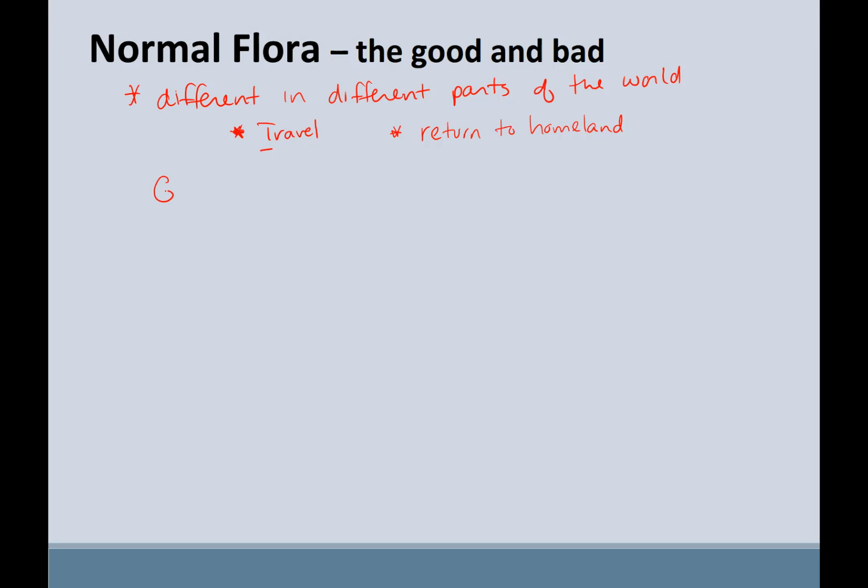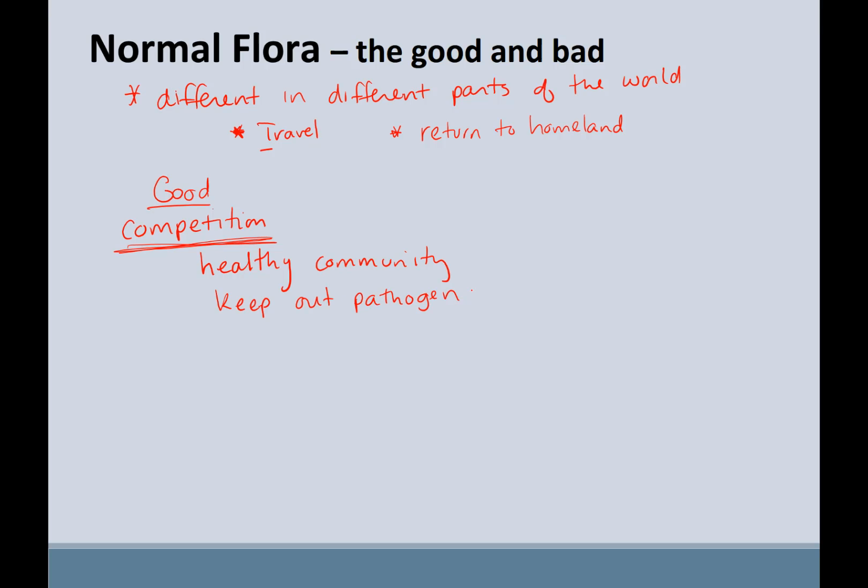The good about normal flora is that there's competition. And what I mean by competition is that there are organisms competing for space and nutrients, and they kind of keep each other in check. Okay? So we're not letting one type of microorganism take over, but instead we're able to have a healthy community. And a lot of times this can keep out pathogens. We'll also talk about some of the ways we live symbiotically, right?